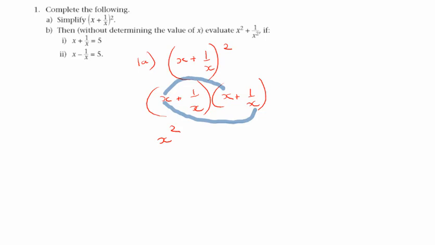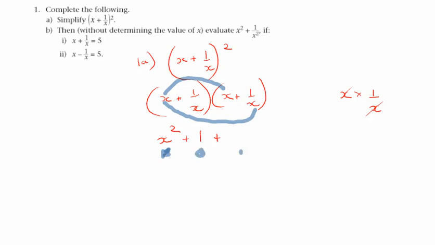You can do that little sum on the side here if it confuses you. X times 1 over x, that's x divided by x, which is 1. 1 times 1 is 1. That's F. Okay, that was the F. That's the O. And there's the I. And then there's the L.